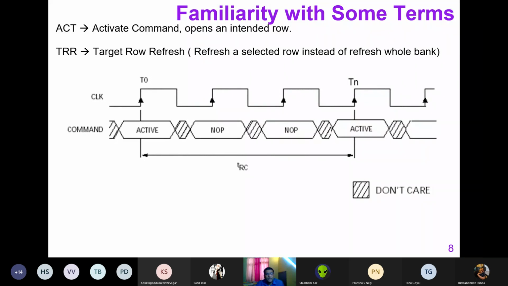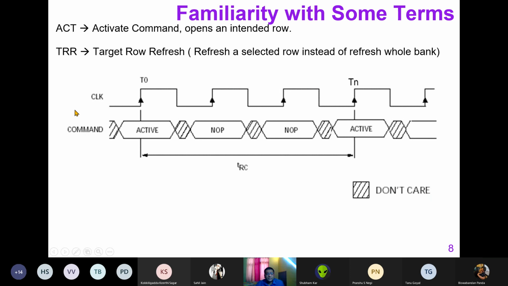Now TRR, target row refresh. That is a special kind of refresh which is defined in DDR4, and instead of refreshing a complete bank, you can give a row address and it can refresh that particular row, and it will take obviously less amount of time.